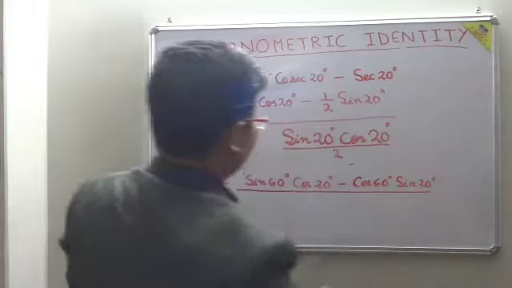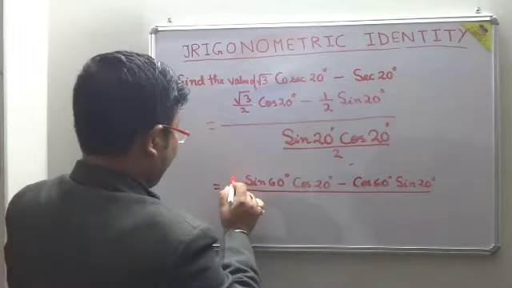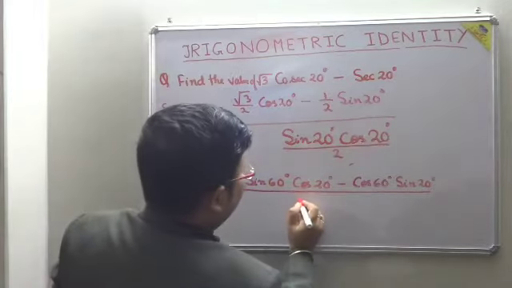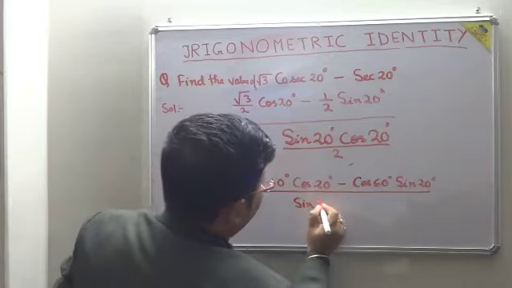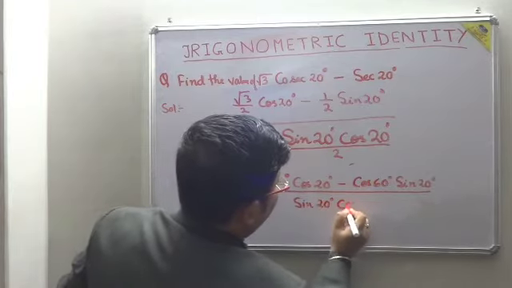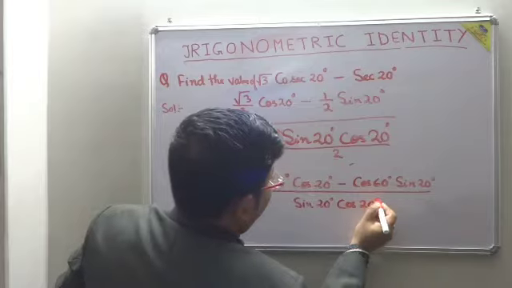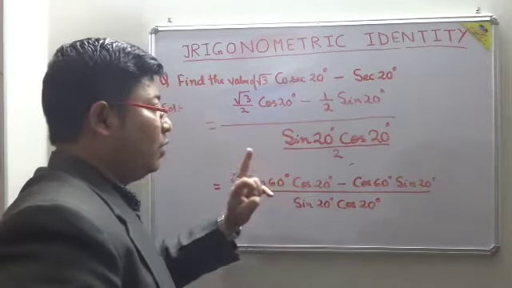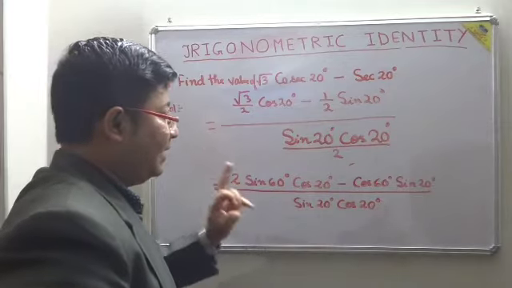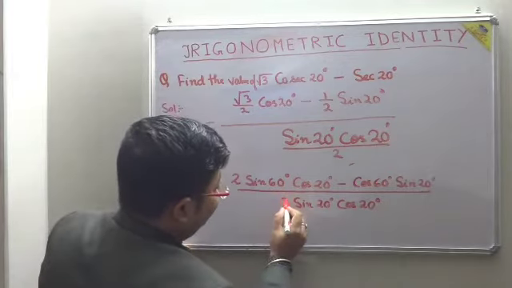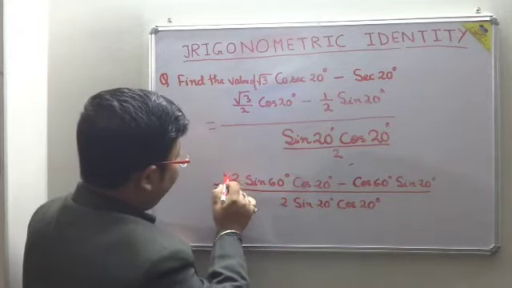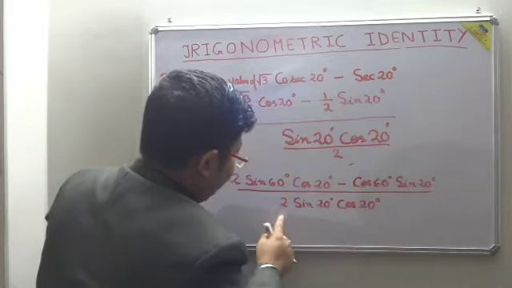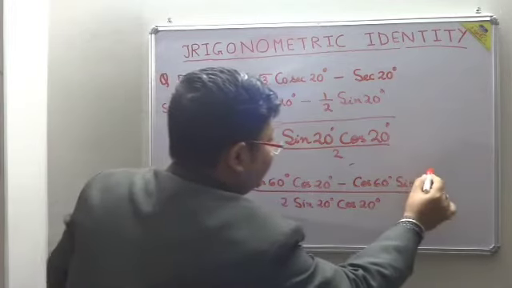Now see here, these two will come up. Here we will get sin 20 cos 20. See what we have seen: 2 sin A cos A. So how to make this one? If we put a 2 here in the denominator, then we have to again multiply the numerator by 2. We are doing this so that we can use the formula.